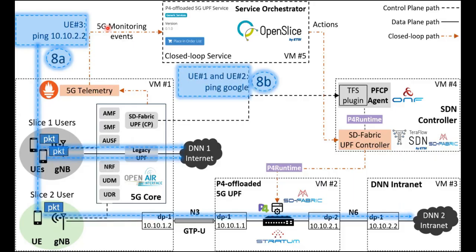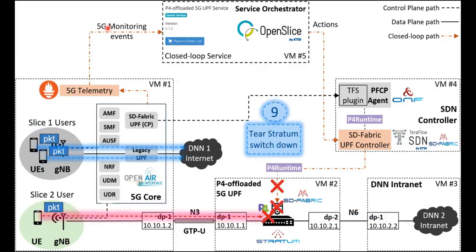In parallel, we also demonstrate that the legacy UPFs that we had previously started are still able to ping DNN1. So both types of UPFs coexist through the same 5G core. And if we attempt now to tear down the Stratum switch, we will see eventually that the ping stops on the UPF side.